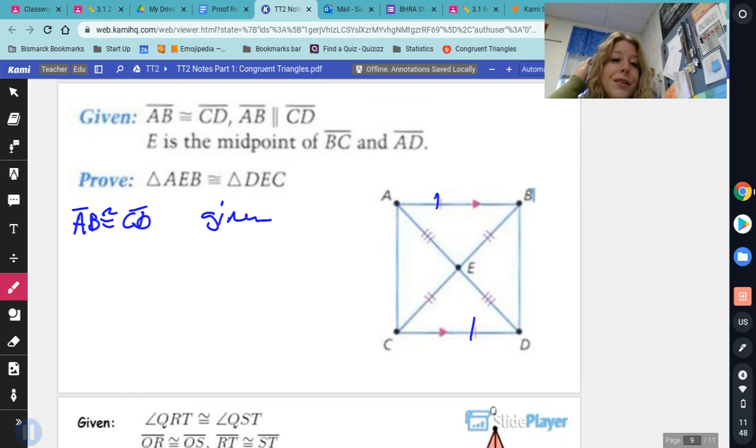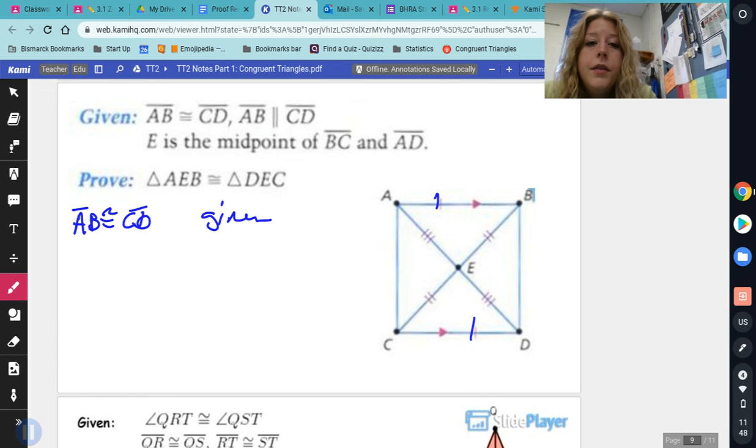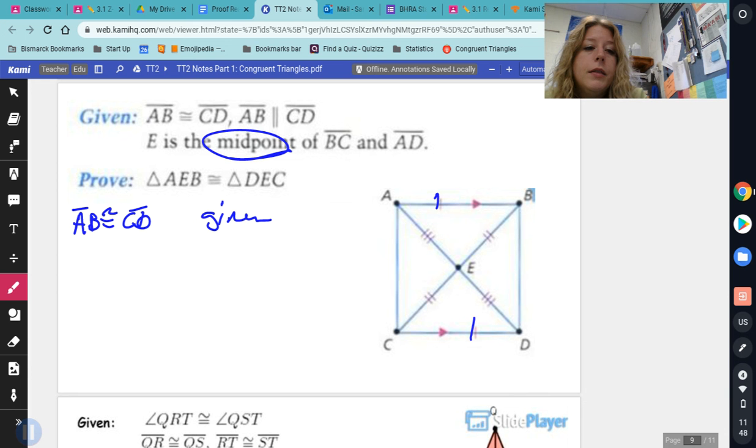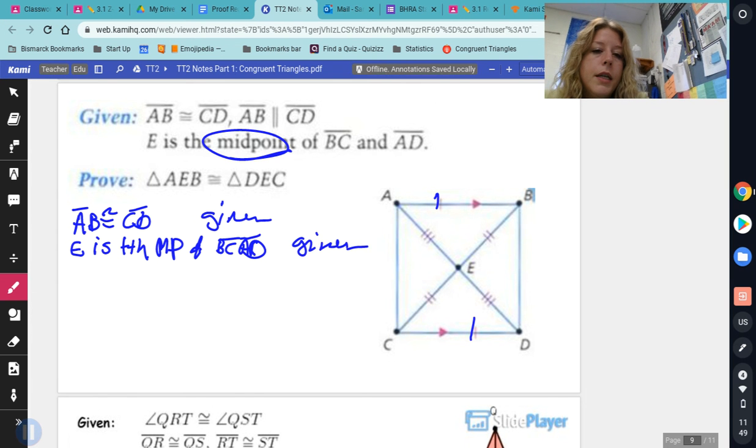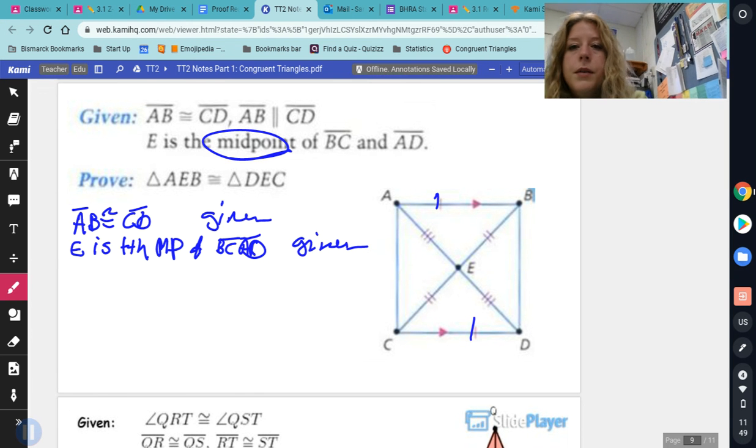How do we get the other sides? They're already marked, and they're marked because we know that they're midpoints. So we'll list that given too. E is the, don't abbreviate, I'm going to abbreviate, the midpoint of BC and AD. Yours is going to look so much nicer because you have more time to write and you're not trying to be in front of the camera.